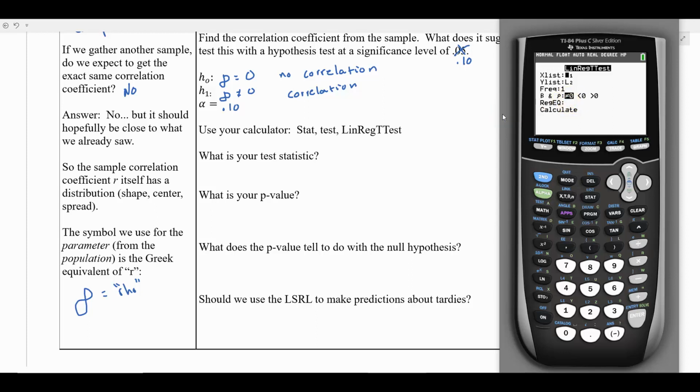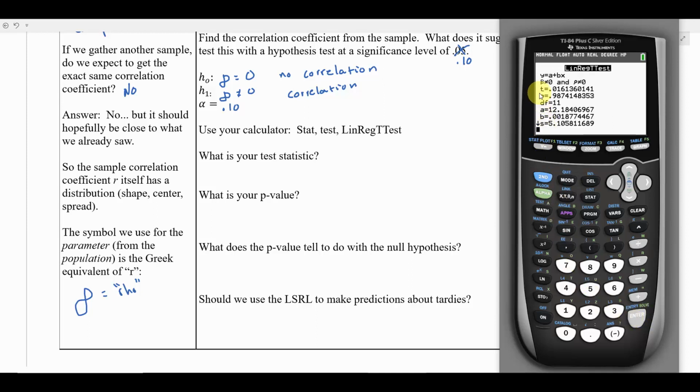We're always going to set up our hypothesis test just like this over here. It's always going to be equal to 0, not equal to 0. No correlation is our null, correlation is our alternate. All right, and I'm going to go straight to calculate. Not a whole lot of stuff to enter. It's going to know our sample size by looking at L1 and L2. It's going to be able to calculate everything it needs from the raw data. All right, and it'll run.